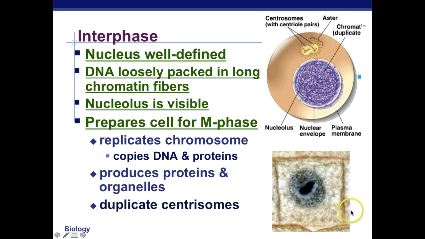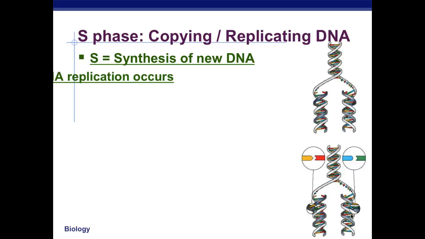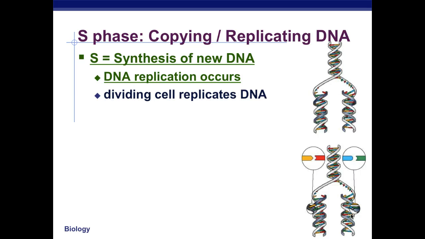When it's loosely packed like this, it's also not a good idea to pull it apart because you'll tangle up your DNA if the cell divides at this point and probably ruin the DNA. So S phase, or the synthesis phase, is the copying or replicating of DNA. This is when DNA replication occurs, and it will be part of dividing the cells.